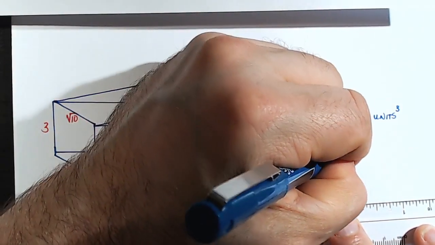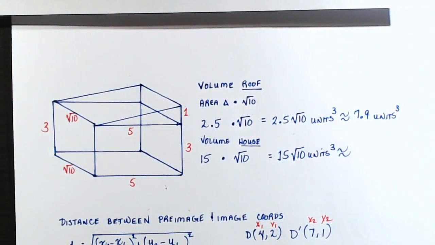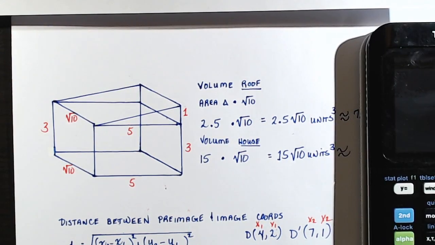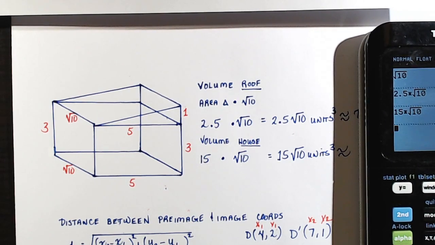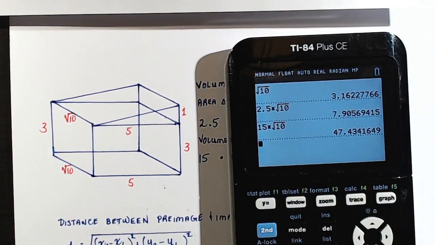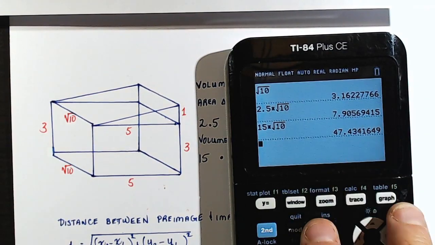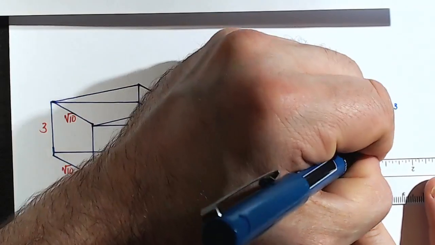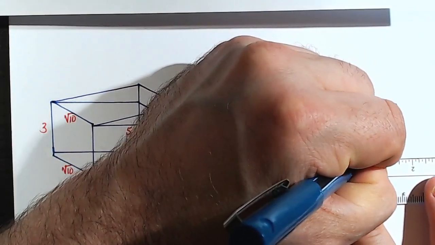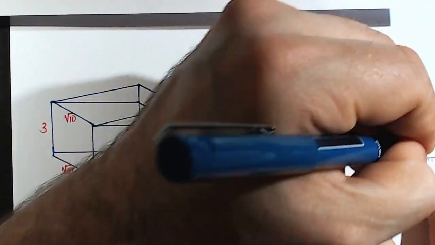Okay, and we'll find the approximate volume here now. That is approximately equal to 15 times square root 10, 47.4. Okay, 47.4, 15 times square root 10. Approximately equal to 47.4 cubic units.